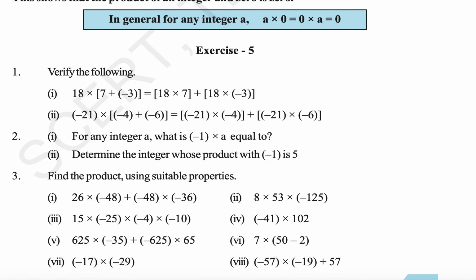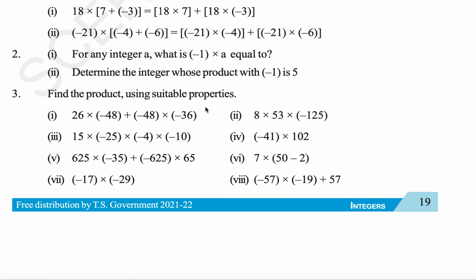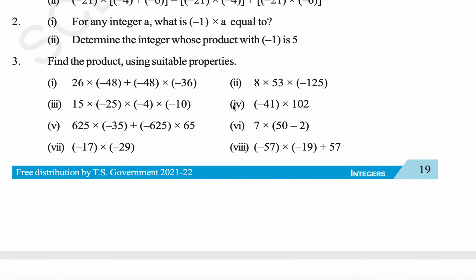So verify the following. Yes, this is valid. This is also valid. For an integer a, minus 1 into a equals minus a. Determine the integer whose product with minus 1 is minus 5. Determine the integer whose product with minus 1 is 5. That is minus 5.